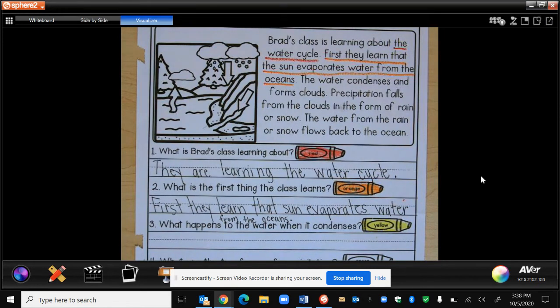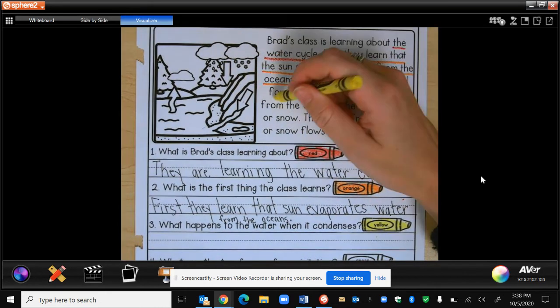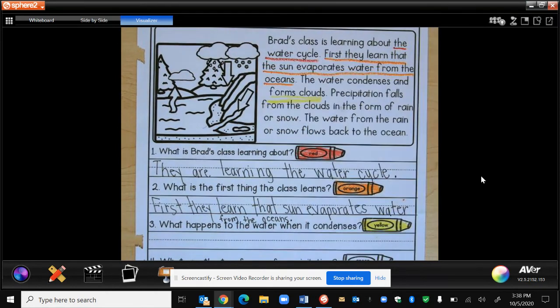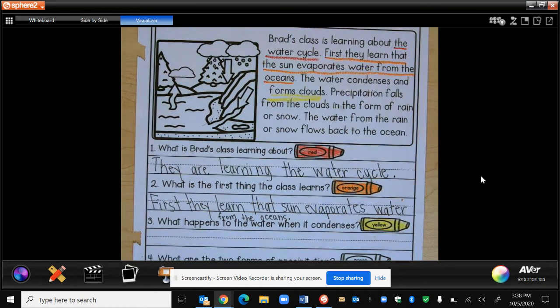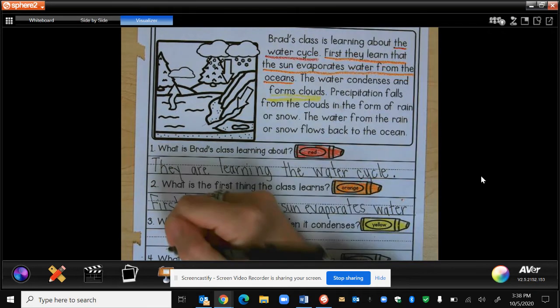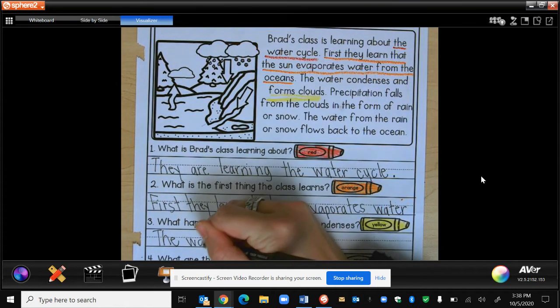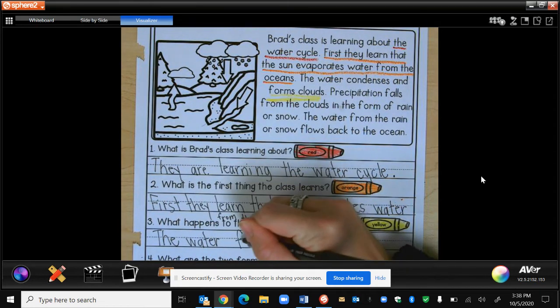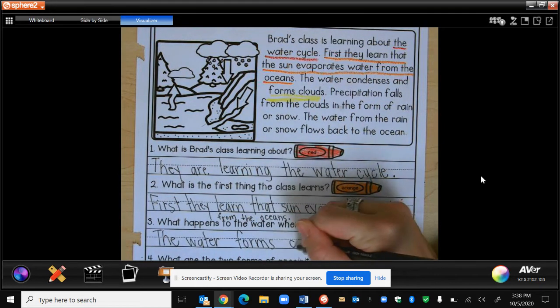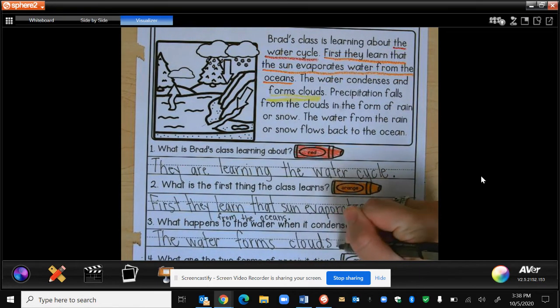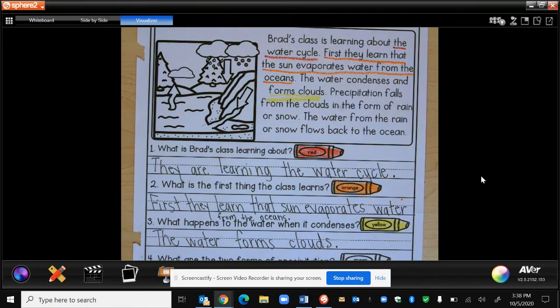What happens to the water when it condenses? So let's look for the word condenses. Here it is right here. The water condenses and what does it do? Forms clouds. So what happens to the water when it condenses? Remember we got to make it a complete sentence. The water forms clouds. I can't just write forms clouds. It's not a complete sentence or a complete thought, right? So I have to say the water forms clouds. Okay.